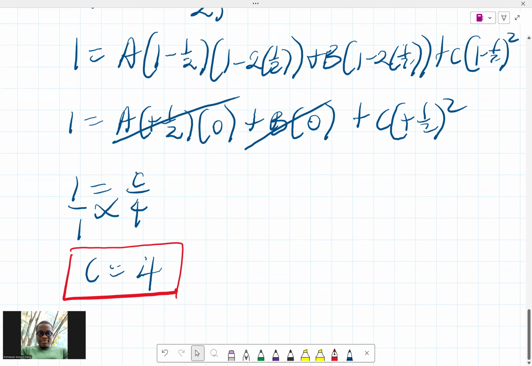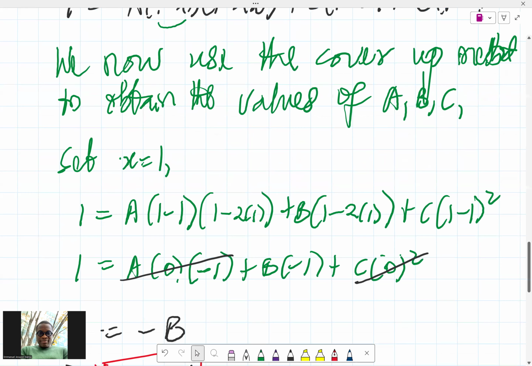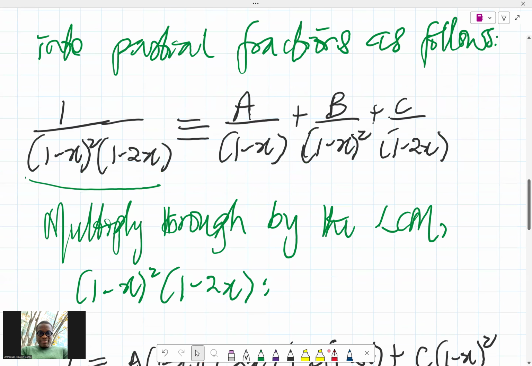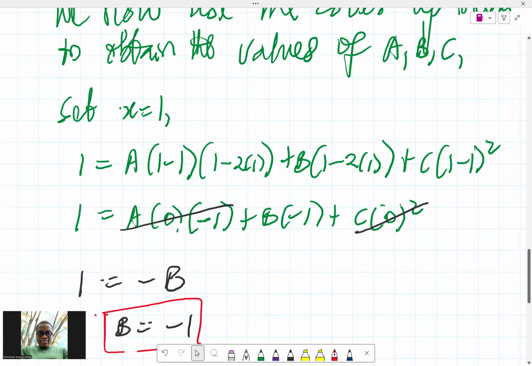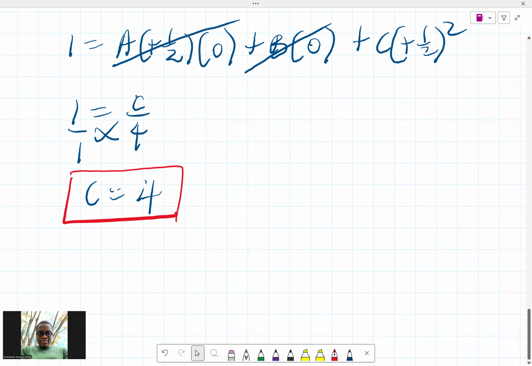Now, if you go back to the original expression, you discover that there's nothing you can set to 0 again. So now you can pick any random value, but make it as small as possible. Since you already have 2 of the values, any value you pick will eliminate all the x's, then you can substitute the 2 values you have. So we can pick 0. You can just say, let x be equal to 0.